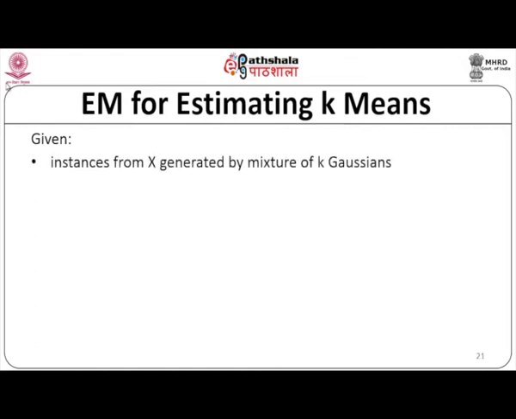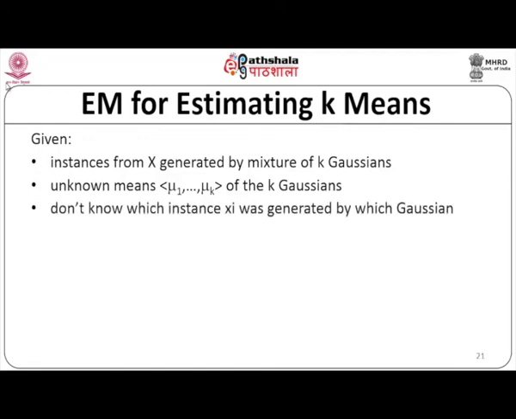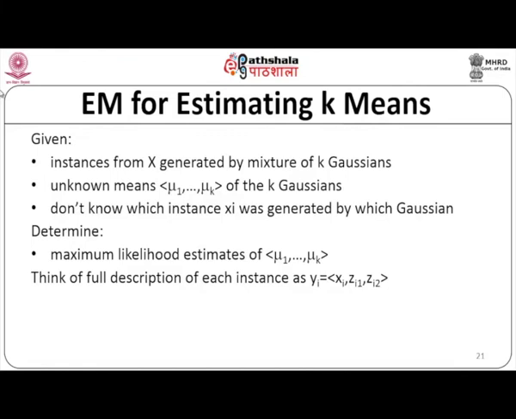So, given are instances of x generated by a mixture of k Gaussians, and you do not know the means of the Gaussians. Of the k Gaussians, it is mu 1 to mu k, and we do not know the values. We do not know which instance xi was generated by which Gaussian. This is almost similar, you can map it to the coin: we do not know which coin gave you the toss sequence. So, we want to determine the maximum likelihood estimate of the means. And think of the full description of each instance as yi = xi, zi1 and zi2.